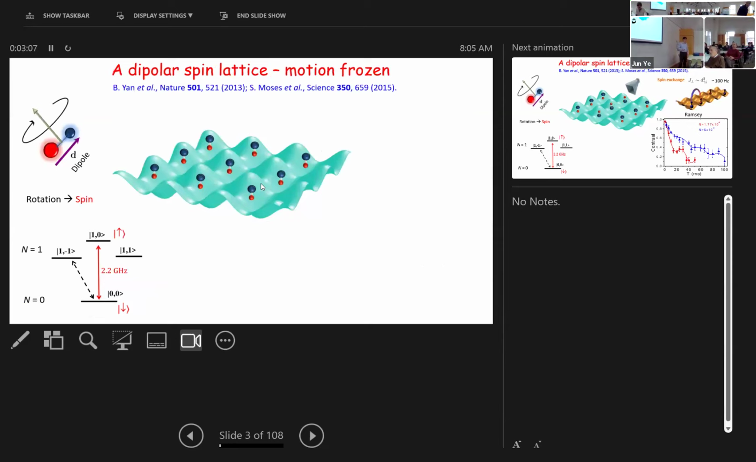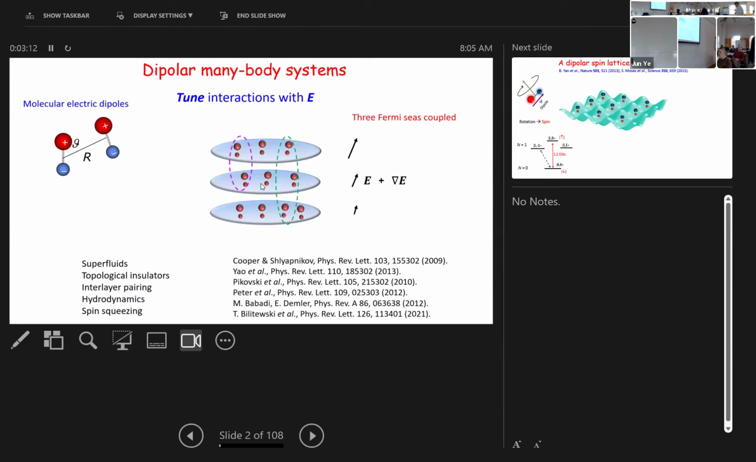Keep going. So when I talked about it in this slide, it's about the bulk gas and how you study it. You have already heard about supersolids and the next step that can emerge.